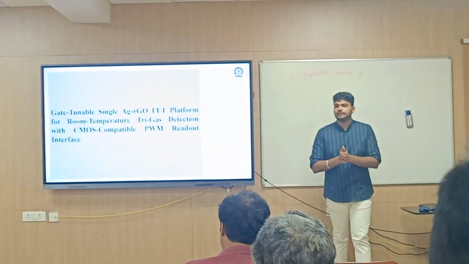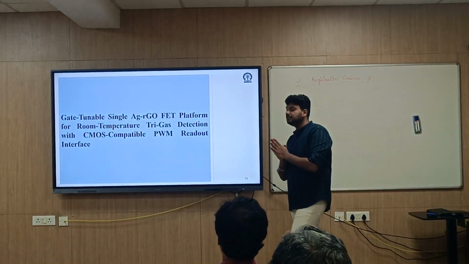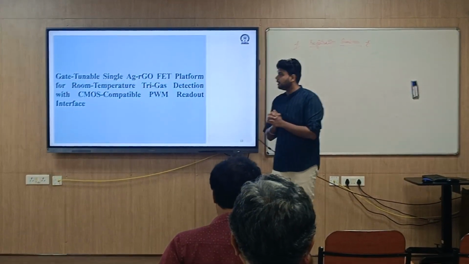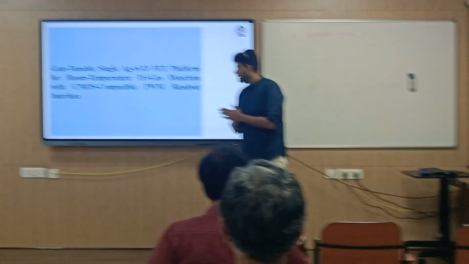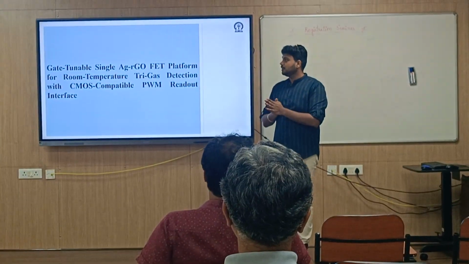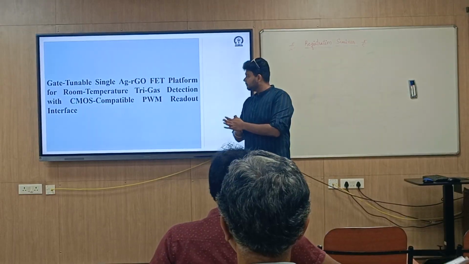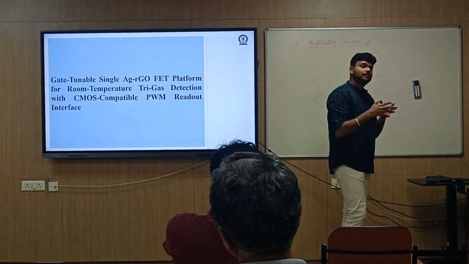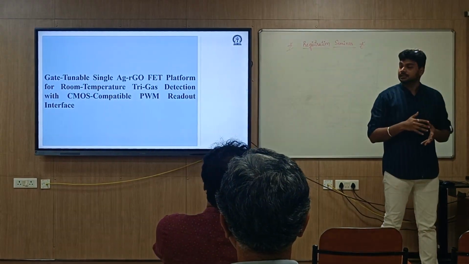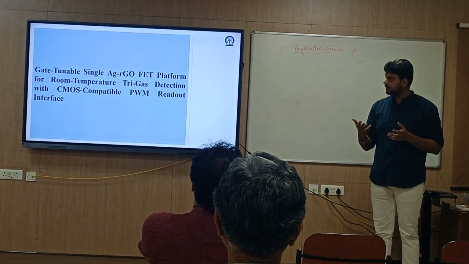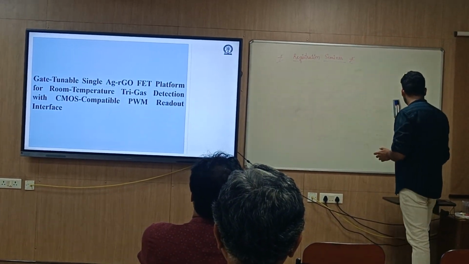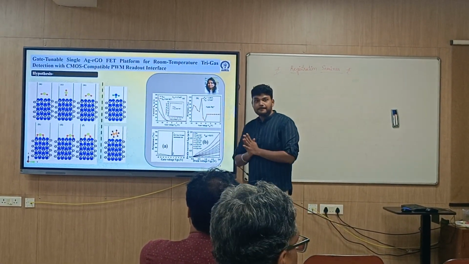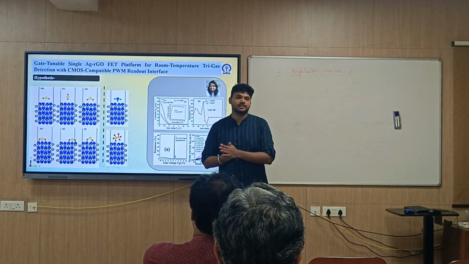So this is my primary work: a gate-tunable single silver graphene oxide, reduced graphene oxide PET platform for room temperature tri-gas detection, with a CMOS compatible PWM readout circuit. There is a single sensor working at room temperature for three-gas detection, and there is also an interfacing circuit. So, hypothesis. What's PWM? Pulse width modulation.